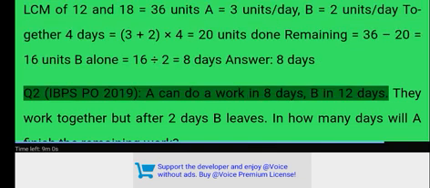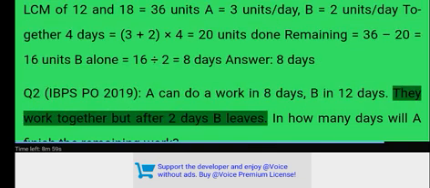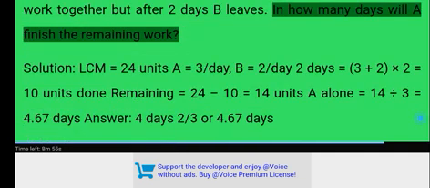Q2, IBPS 2019. A can do a work in 8 days, B in 12 days. They work together, but after 2 days B leaves. In how many days will A finish the remaining work?